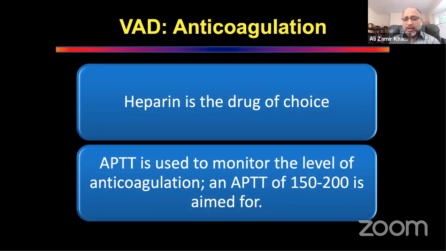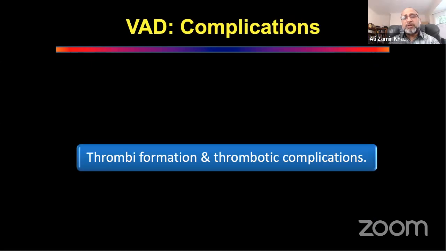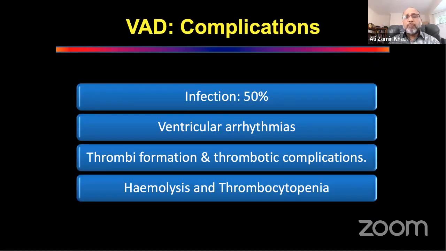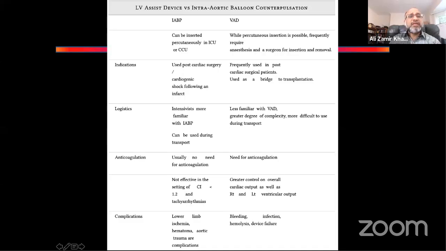Heparin is the choice of drug, and APTT is monitored to keep it under control. These are the complications of a ventricular assist device: infection, arrhythmias, thrombi, hemolysis, and thrombocytopenia. These are all self-explanatory. For me, this is the important thing.